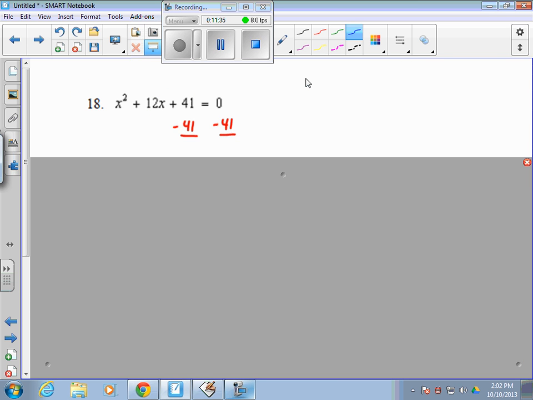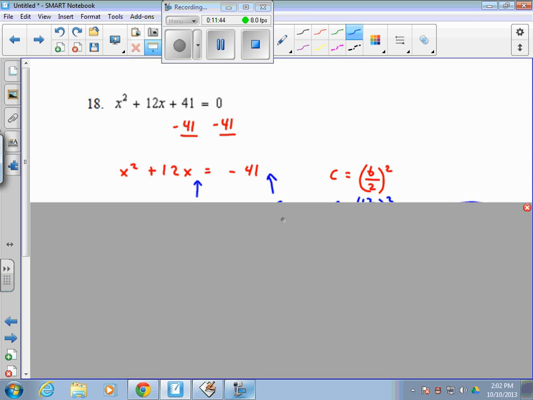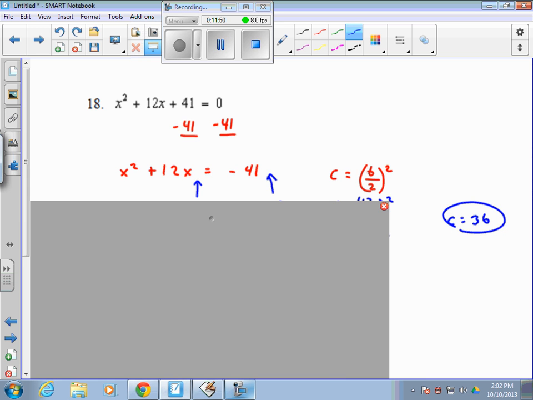Again, completing the square, x squared plus 12x plus 41. Again, 41 is not a perfect square, so subtract 41 on both sides. It leaves you with x squared plus 12x equals negative 41. Again, you have to find c's value because it has to say ax squared plus bx plus c. So b's value is 12. Divide that by 2 and you get 6. Square 6 and you get c's value of 36.